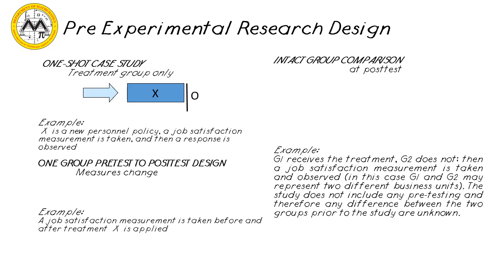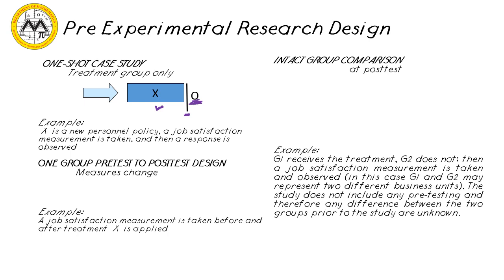So for the one-shot case study, this is the treatment group only. So what you do is to perform the observation after the treatment. You apply treatment, X is the treatment, and after ending the treatment, you do the observation. So that is one-shot case study design. Example, X is a new personal policy. A job satisfaction measurement is taken and then a response is observed.